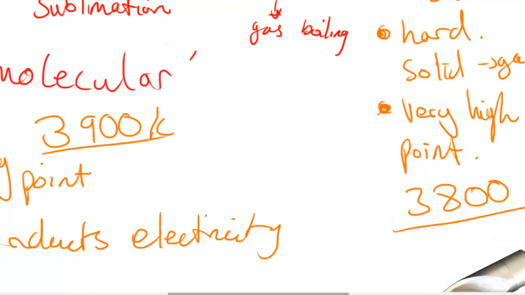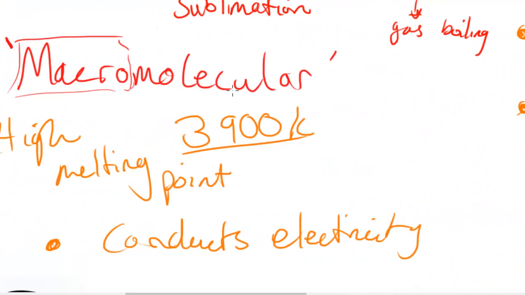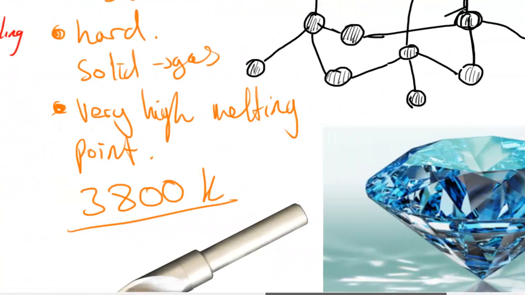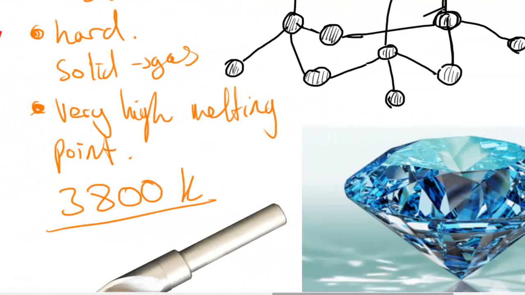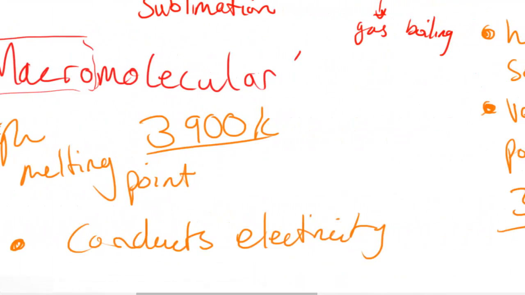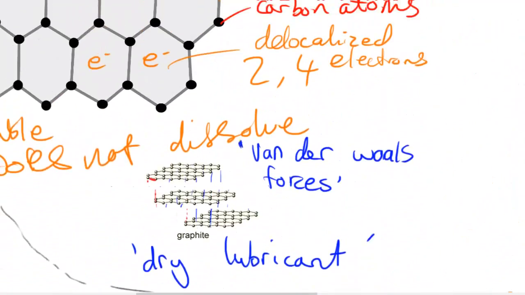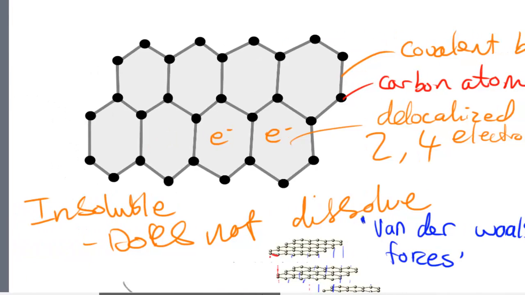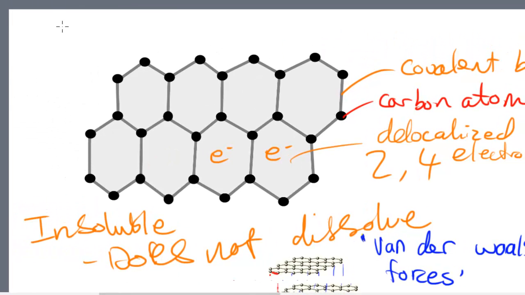And you may notice that 3,800 Kelvin is actually lower than the melting point of graphite. And the reason for this, which I'll explain, is that if we take a look now up here at the structure of graphite, we have a couple of things which resist the breaking up of this structure. The first thing is the strong covalent bonds.